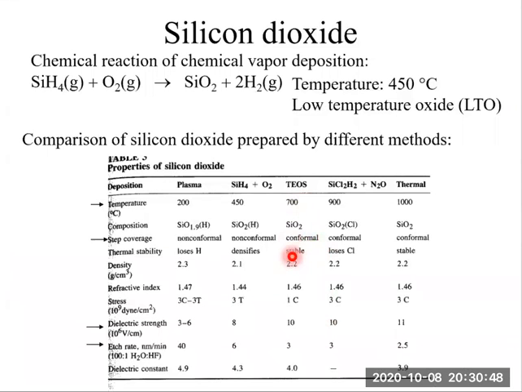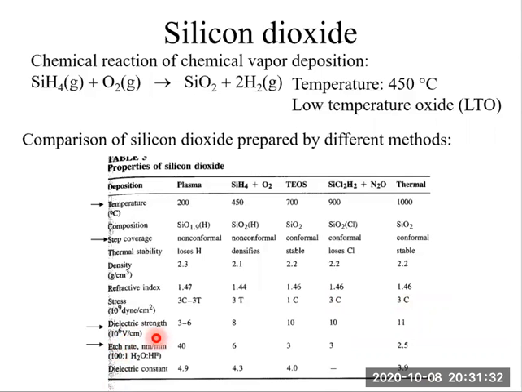So that's the reason the three high temperature processes have good step coverage. Refractive index is about the same. Stress, the built-in stress: the plasma one can be either compressive or tensile. LTO is tensile, right? TEOS, compressive. Dichlorosilane plus nitric oxide, compressive. Thermal oxide, compressive.